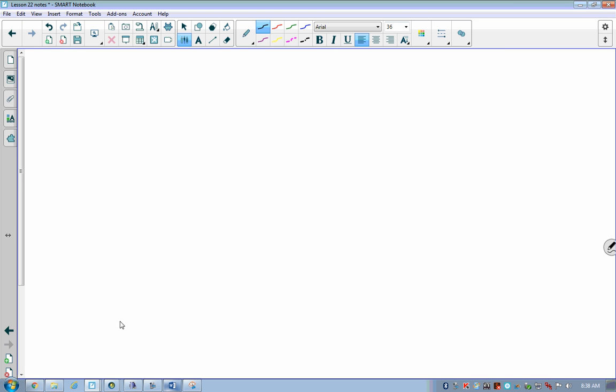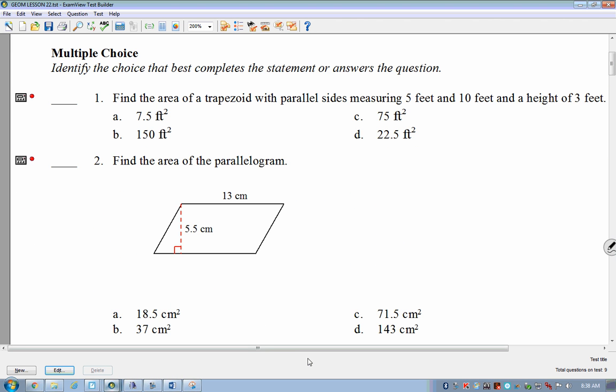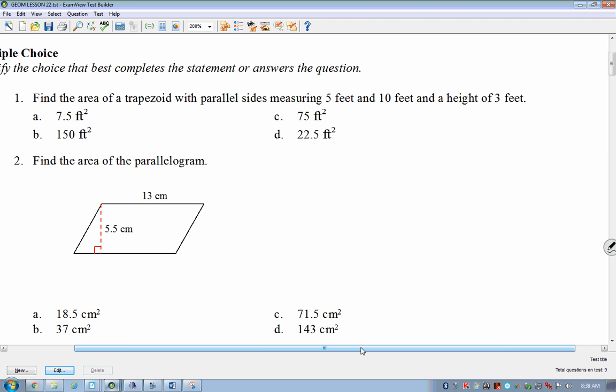All right, so let's look at some questions we can answer. Okay, we want to find the area of a trapezoid with parallel sides that measure 5 feet and 10 feet. It's got a height of 3. Jordan, you seem pretty tired here, so I'm going to call on you. Okay, help me out here. Let's solve the area of a trapezoid, question number 1. If you still have your notes pulled up, all we're doing is taking these numbers and plugging them into our formula.